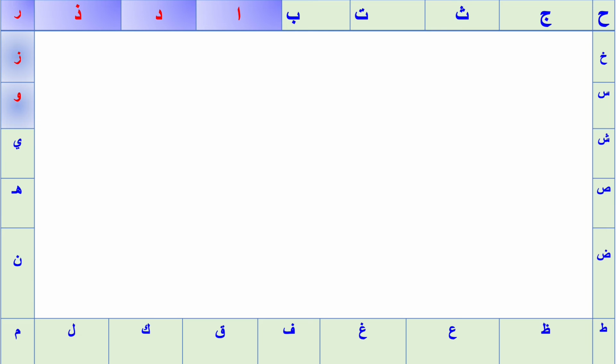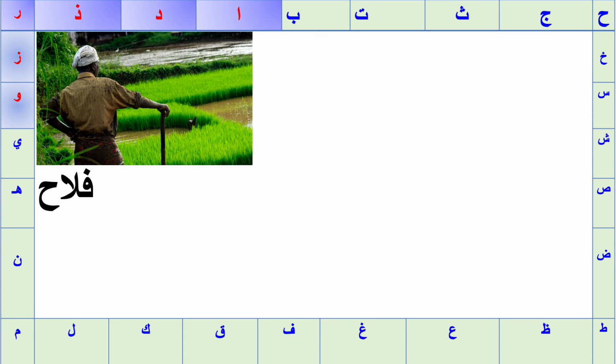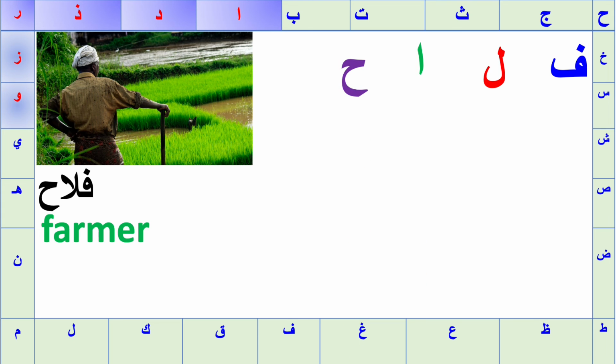Let's have one more example showing the shape of this letter at the end. The example word we have is the word fallah, which stands for farmer in English. The component letters of the word fallah are al-fa, al-lam, al-alif, al-ha. Fallah. That's how they extend.